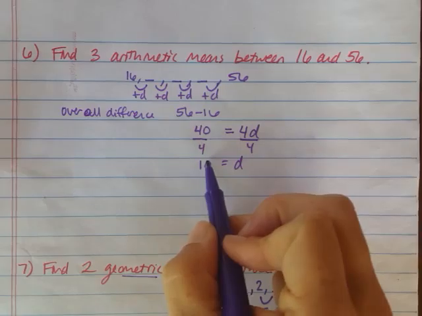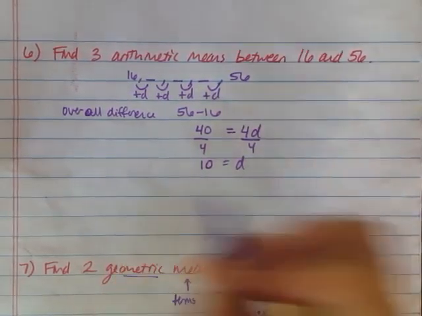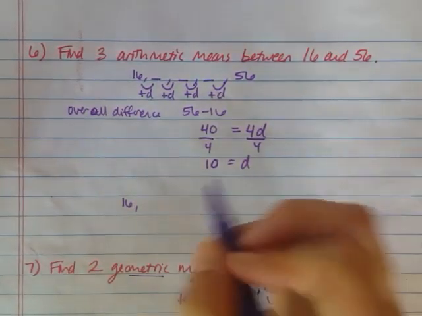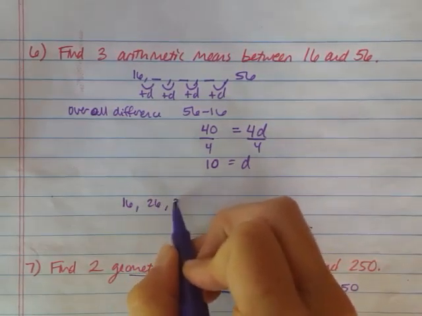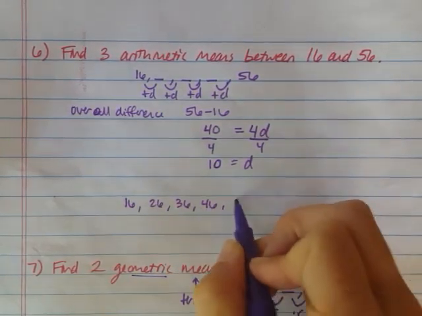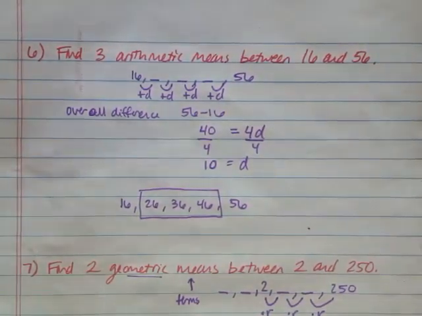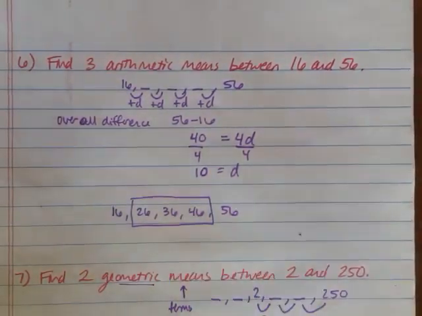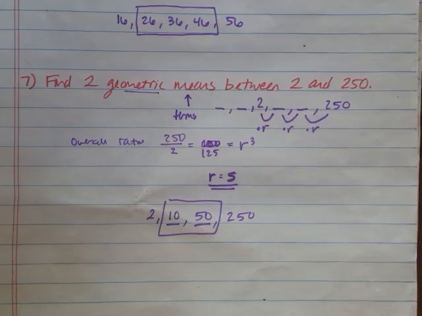As soon as we know d, since we're not asked to write an explicit rule or anything like that again, I can go ahead and fill in the blanks of my arithmetic sequence. We started with 16, and I'm adding 10 each time, so 26, 36, 46, 56. It works perfectly. There are 3 terms evenly spaced between 16 and 56 in an arithmetic relationship, whereas the one we did prior was a geometric relationship.